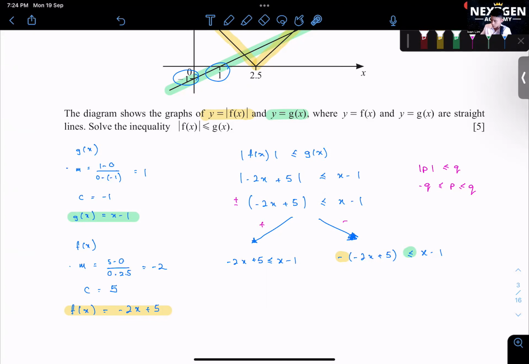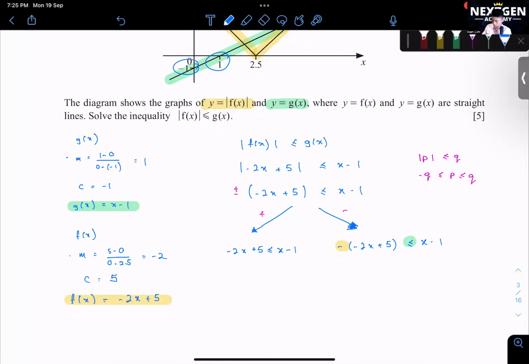But for inequality, the trick is actually starting the plus and minus from where the modulus is, because especially the minus one will affect the symbol. Please take note of this. So this one will be 6 less than or equals 3x. Okay, x is more than or equals to 2.